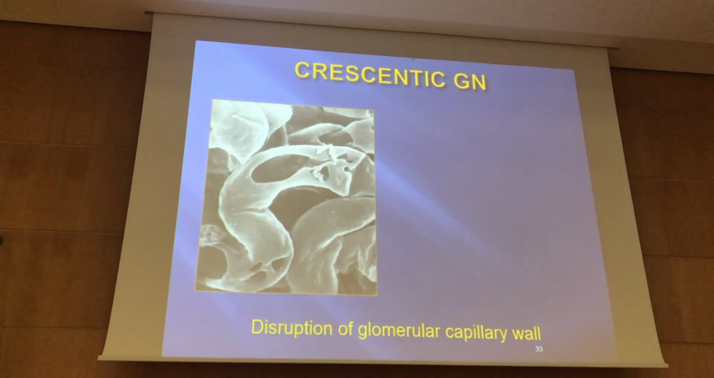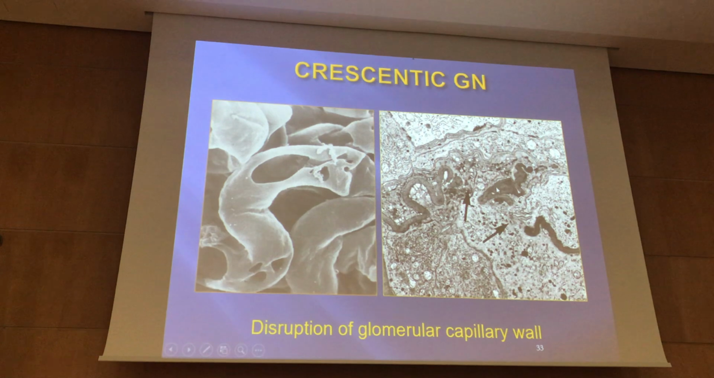So, electron microscopy, we can see that there is disruption of the capillary wall. So this is a capillary, you can see there is damage in the capillary wall, like this one.